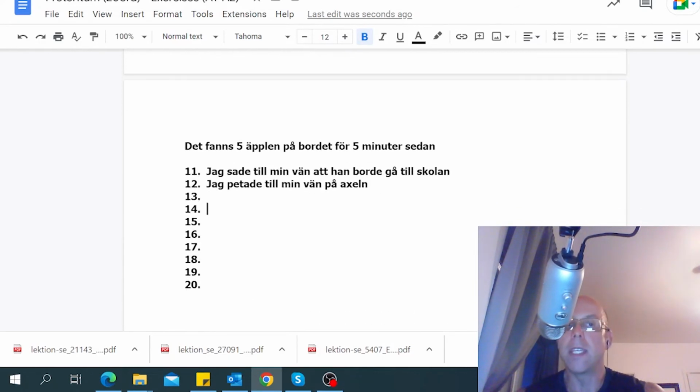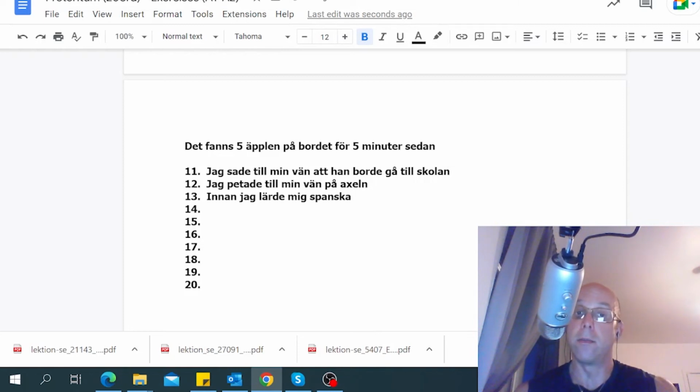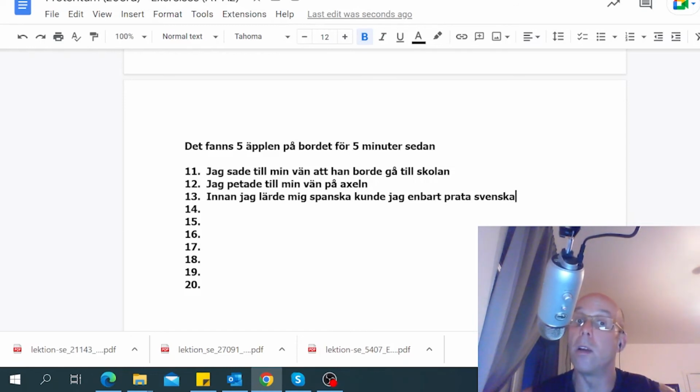Kan. Can is one of those modal verbs. Just like in English we have can and could. So what would that be in the past in Swedish? Innan jag lärde mig spanska. Before I learned Spanish, I only knew Swedish. Kunde jag enbart prata svenska. Before I learned Spanish, I could only speak Swedish.